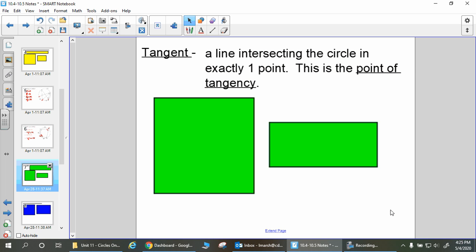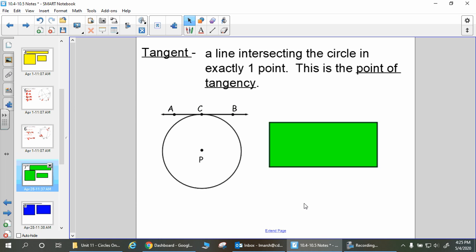So a tangent is a line intersecting the circle in exactly one point. That point is known as the point of tangency. You're probably thinking, how can you only hit a circle once? Well, the truth is, it barely grazes the surface.